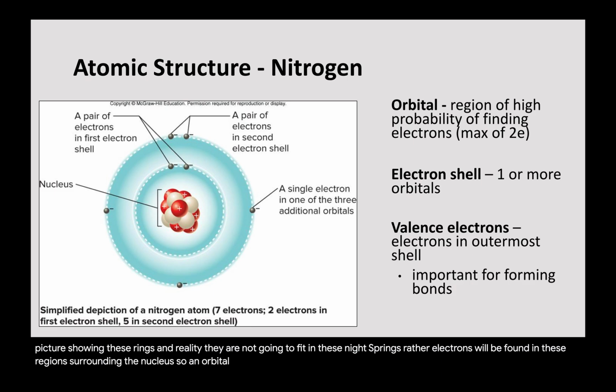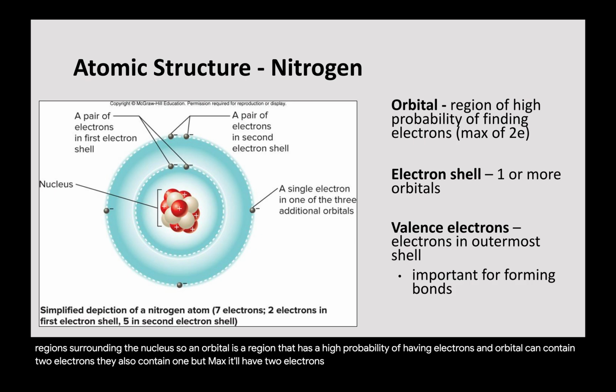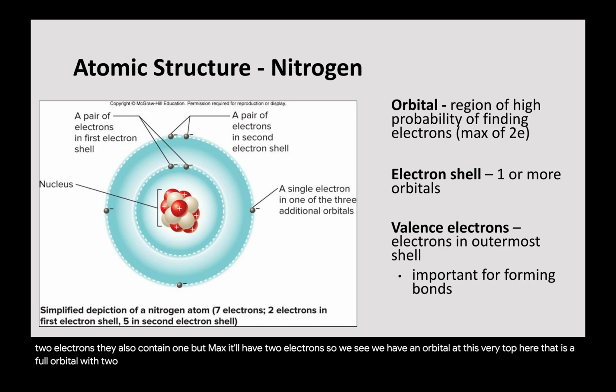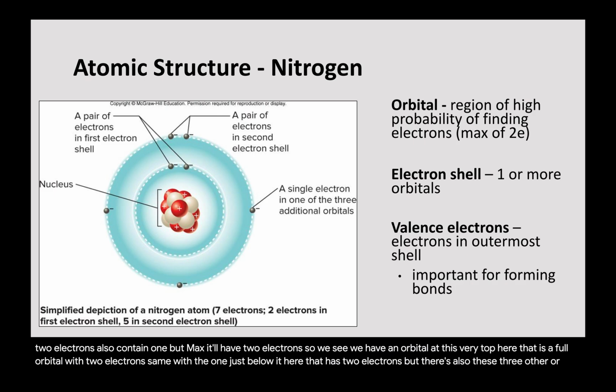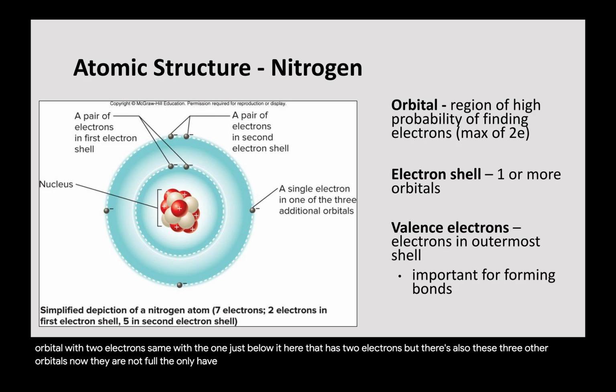So an orbital is a region that has a high probability of having electrons, and an orbital can contain 2 electrons. It can also contain 1, but max, it'll have 2 electrons. So we see we have an orbital at this very top here. That is a full orbital with 2 electrons. Same with the one just below it here. That has 2 electrons. But there's also these 3 other orbitals. Now they are not full. They only have 1 electron, but they are an orbital nonetheless. All right, so an orbital is a region of finding electrons.